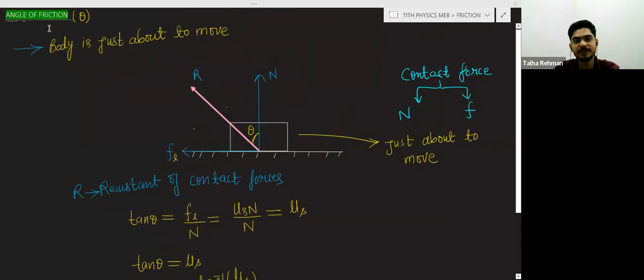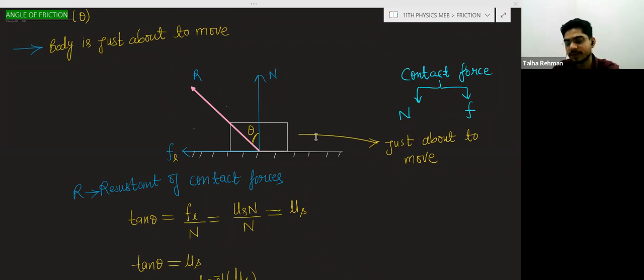So let us see here. We have started the topic angle of friction. Basically, this is a block, and this block is just about to move. And what I told you yesterday, when some body is just about to move, means the applied force on the body becomes equal to the limiting friction force. And what is the limiting friction force? Maximum value of the static friction force. So this body has the tendency to go in this direction, so friction force is acting in this direction.